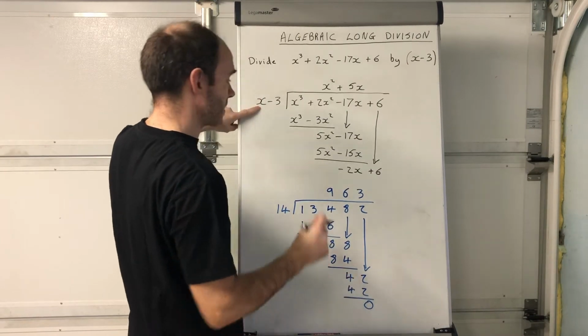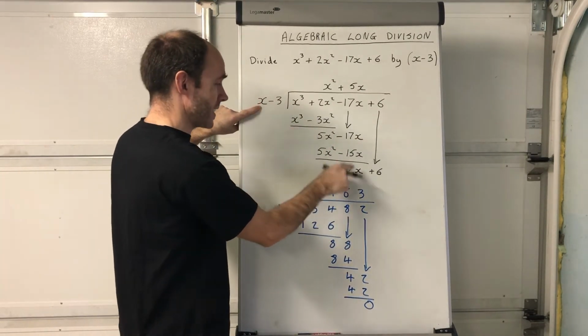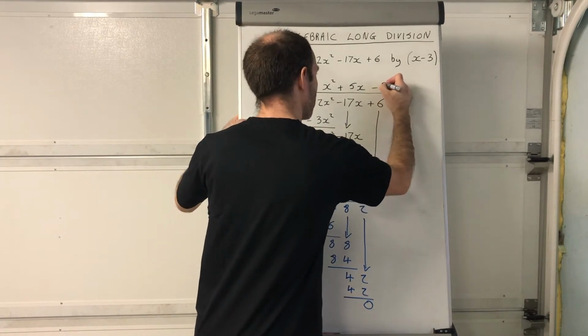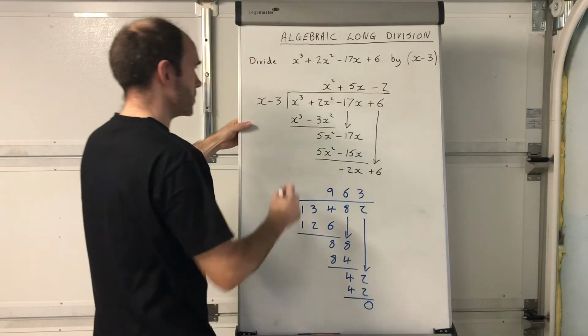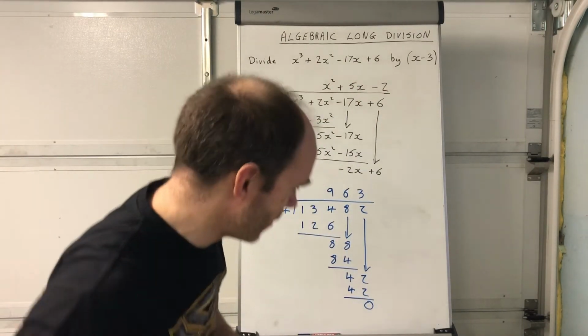How many times x goes into negative 2x, or what we multiply x by to get negative 2x, and that is negative 2, isn't it? Okay, and then what we do is we do negative 2 times this. I hope you've finished with that now, because I'm going to have to rub it off.